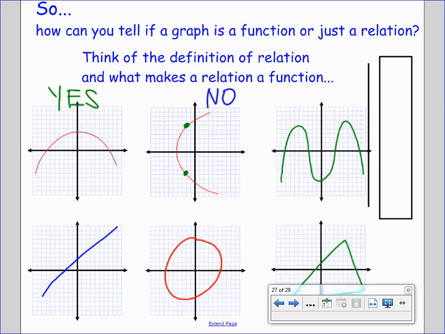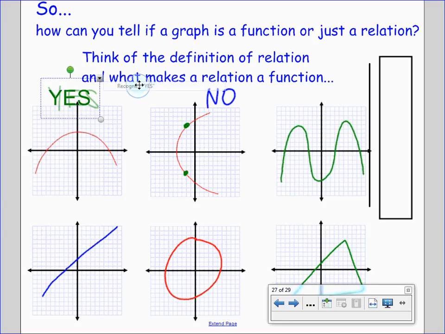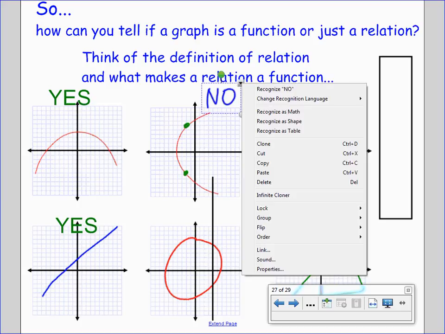No problem. This is a yes. It passes the vertical line test. So that's a yes. Bottom left. Does it pass the vertical line test? Yeah. Is it a function? Yes. Middle, does it pass the vertical line test? No. Is it a function? No.